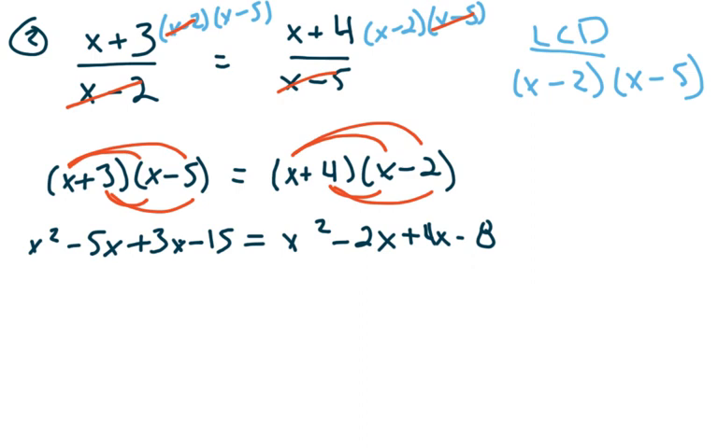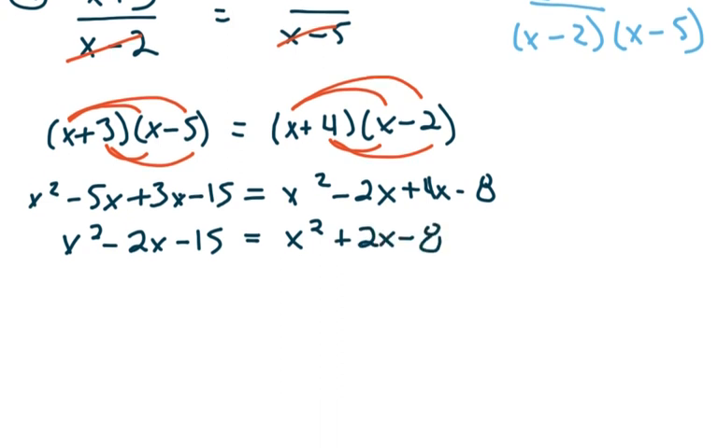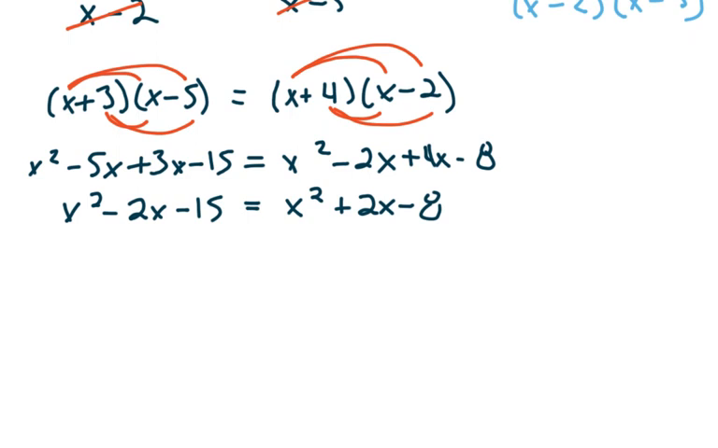So then we'll combine like terms. So our left side will be x squared minus 2x minus 15 equals x squared plus 2x minus 8. All right, so let's try and make it equal 0. So I'm going to subtract an x squared from each side, which will cancel out my x squareds.